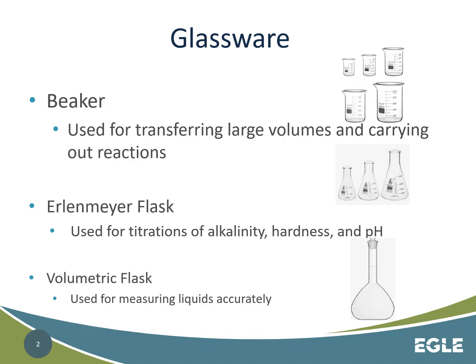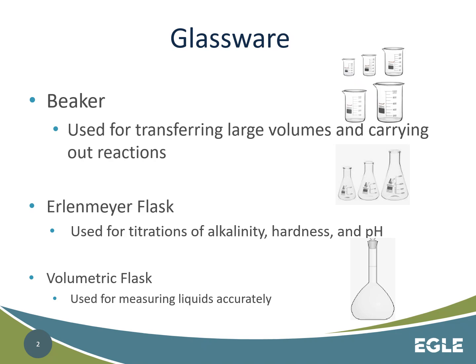An Erlenmeyer flask is used for titrations of alkalinity, hardness, and pH. All right, these are very commonly used with a plate stirrer, and a heating element sometimes is involved with this. Then you have a volumetric flask pictured here. Volumetric flasks are not used for doing reactions in, rather they are used for measuring liquids. Volumetric flasks are calibrated with an etch mark and a set amount of volume that they are used to measure. So you're not going to use the same volumetric flask to measure 25 milliliters as you would to measure 100. You'll have different flasks for that because they are calibrated for the specific amount, all right?